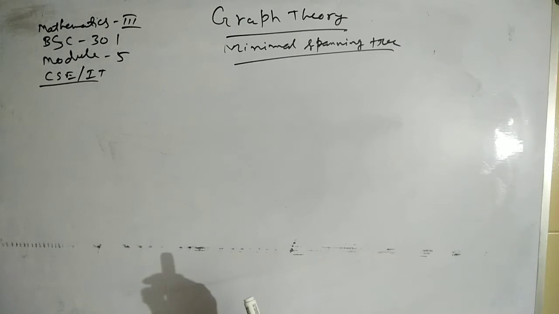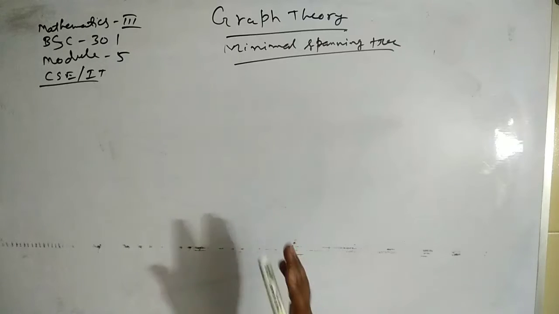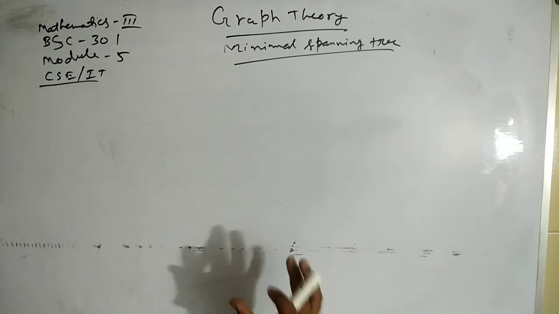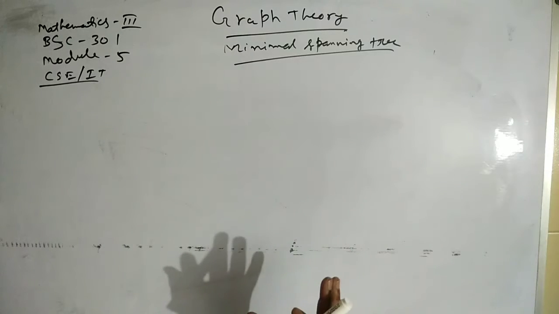You know the definition of spanning tree. I discussed it in the previous video. A spanning tree is a spanning subgraph of a given graph. And if this spanning subgraph is a tree, then that is called a spanning tree.